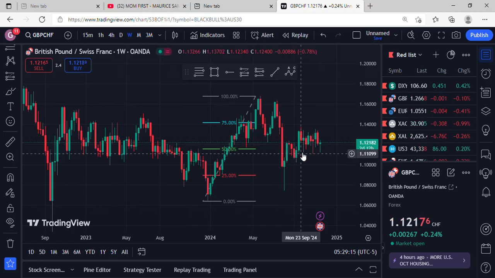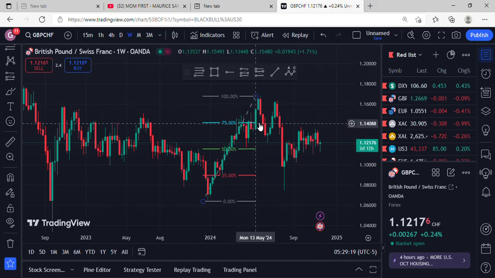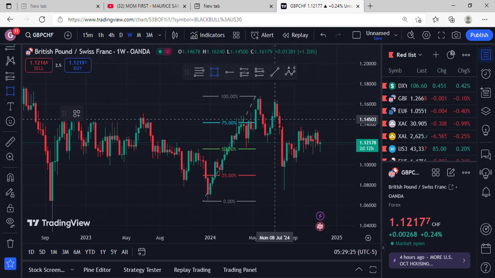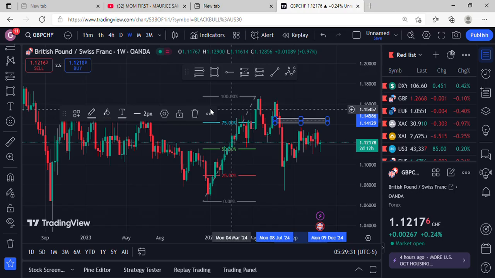And so here, and then at the 75 DRT as well, we've got this fair value gap, this bearish fair value gap. So let me mark that out here, and then lock it in.